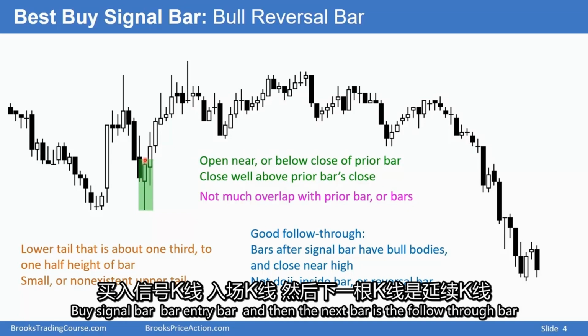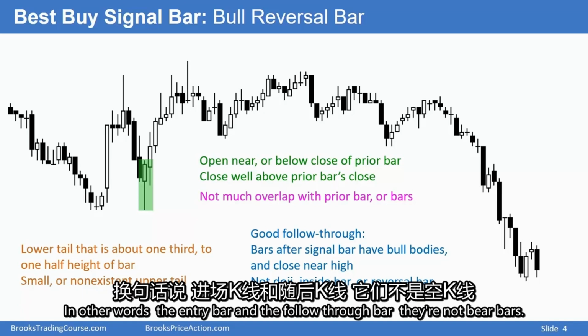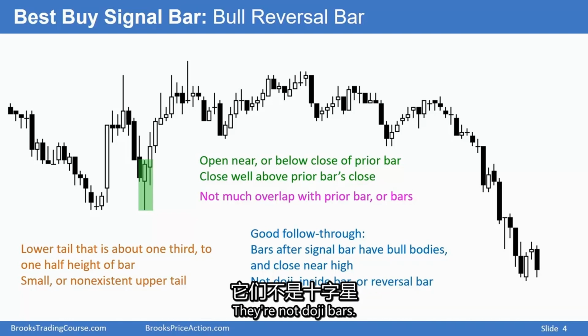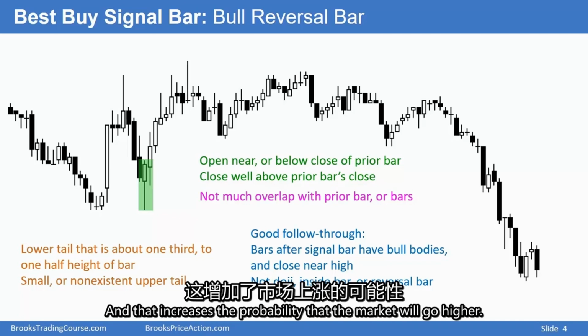Buy signal bar, entry bar, and then the next bar is the follow through bar. And it's also a good bull bar, decent sized bull body closing on its high. In other words, the entry bar and the follow through bar are not bear bars. They're not doji bars. They do not have big tails on top. And that increases the probability that the market will go higher.